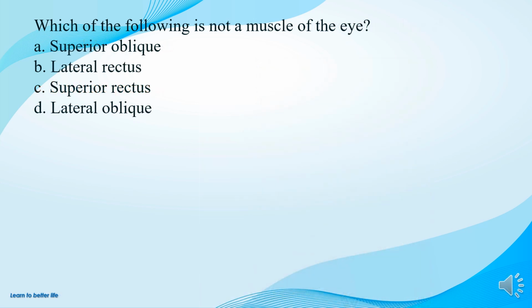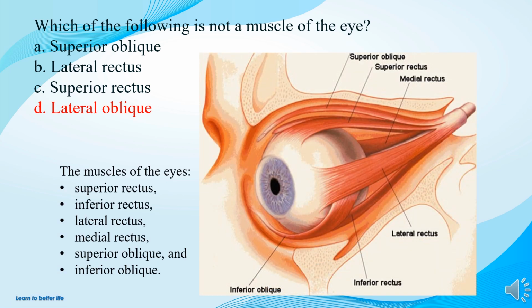Which of the following is not a muscle of the eye? A. Superior oblique. B. Lateral rectus. C. Superior rectus. D. Lateral oblique. The answer is D. Lateral oblique.